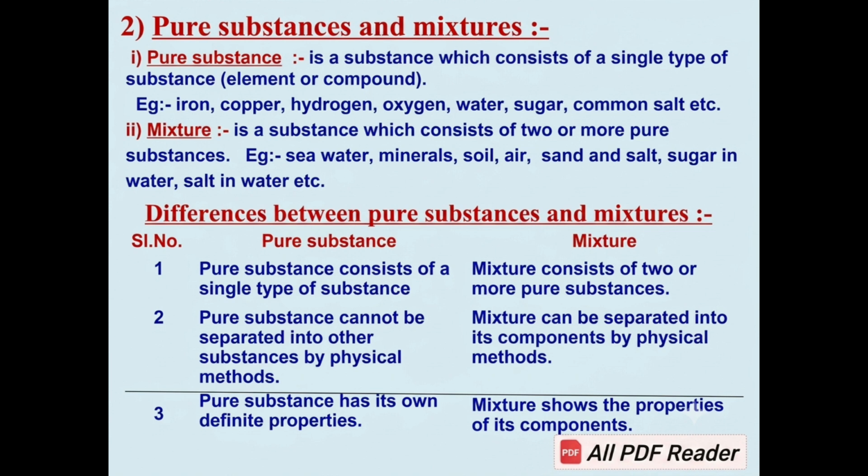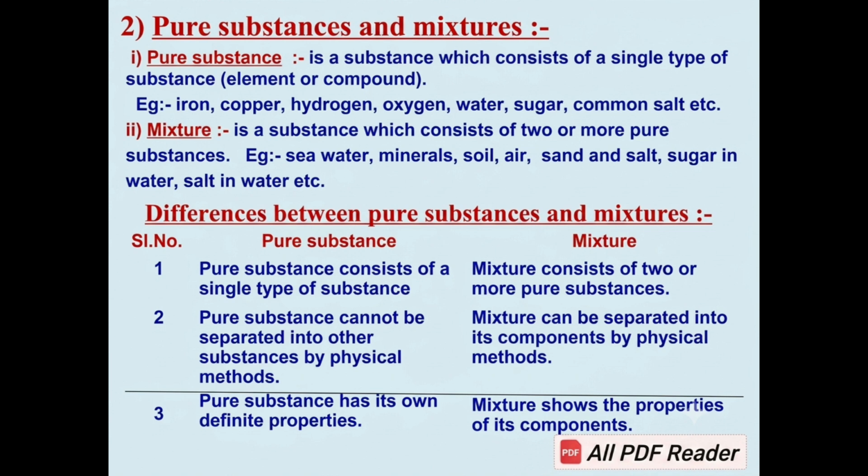Compound means when two or more elements combine together, we get a compound. Example: hydrogen gas and oxygen gas. When they combine together, we get a water molecule. Hydrogen gas is a colorless, odorless gas. Oxygen is also a colorless, odorless gas. When they combine, we get a water molecule, which is in liquid form, having entirely different properties compared to hydrogen and oxygen. That is a compound. But this water molecule is a pure substance. So here we can say pure substances are of two types: element and compound.